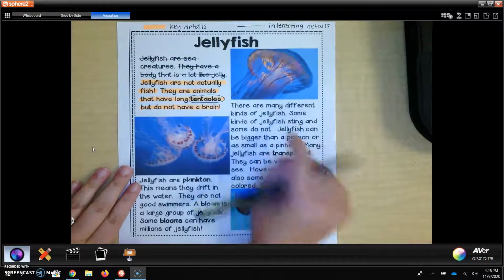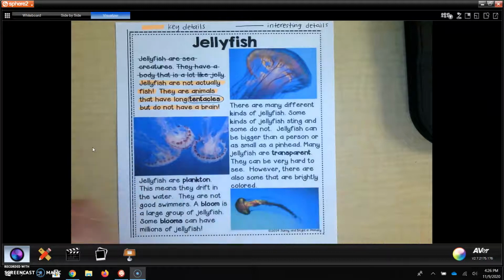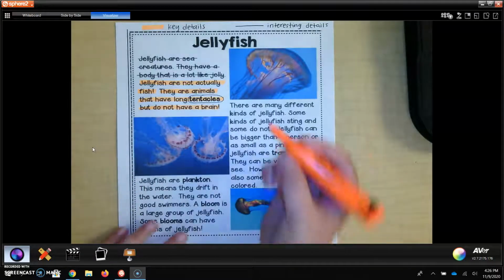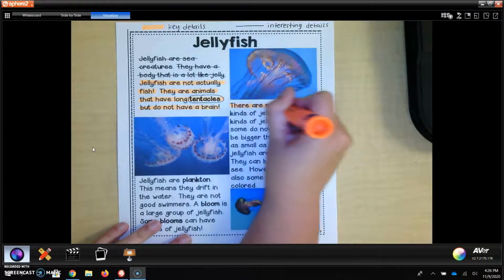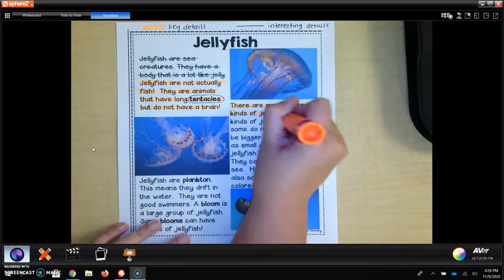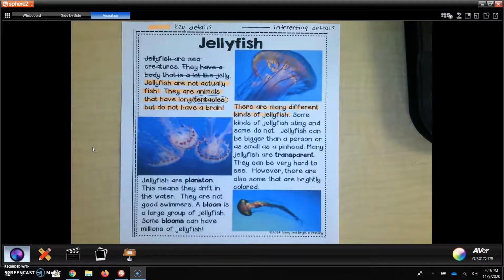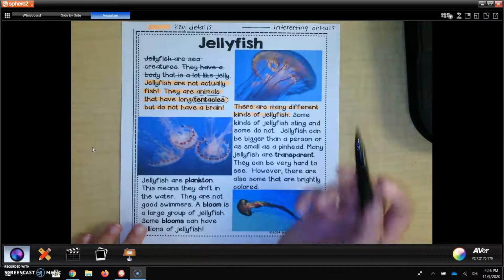There are many different kinds of jellyfish. I think that's pretty important because that tells me that there's not just one kind of jellyfish, there's all different kinds of jellyfish. And if I was teaching this to somebody else, I think it's important for them to know that too. So that's a key detail.